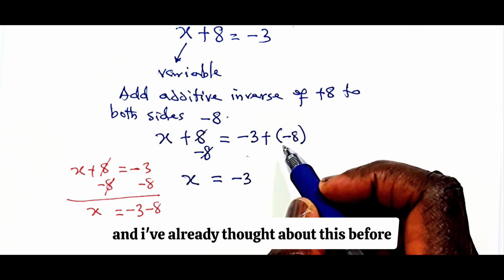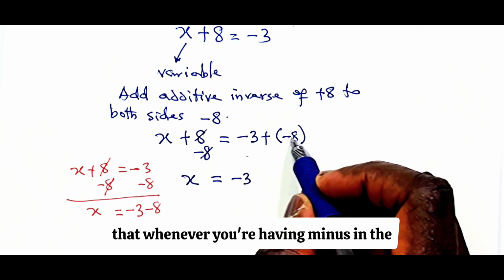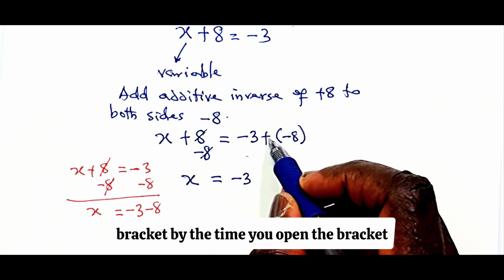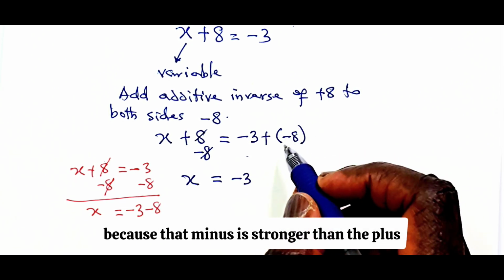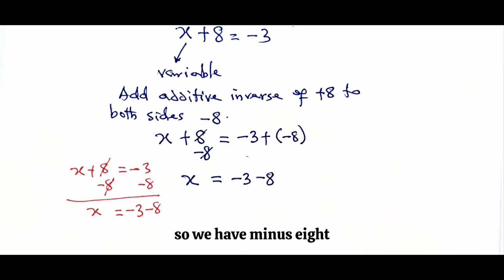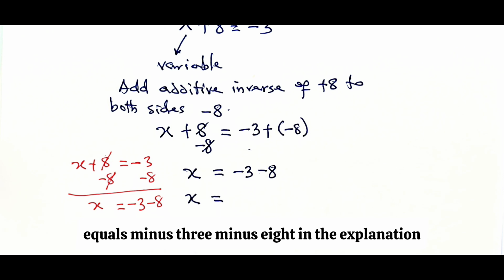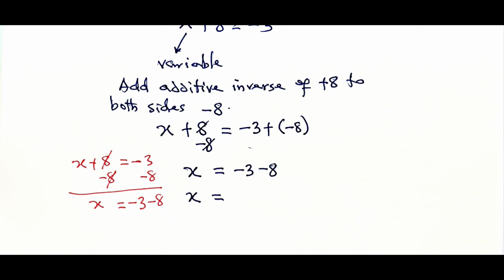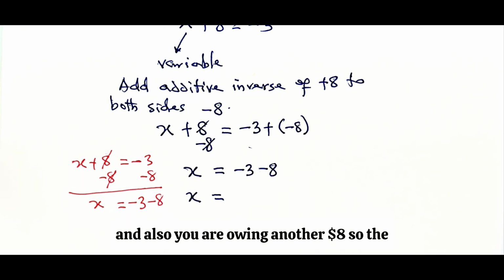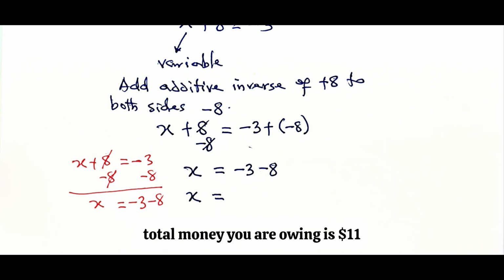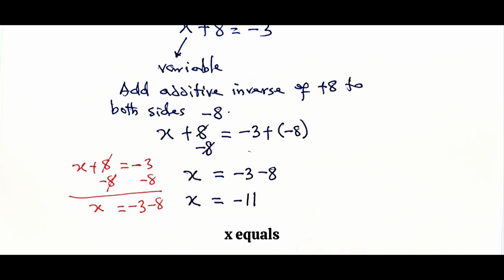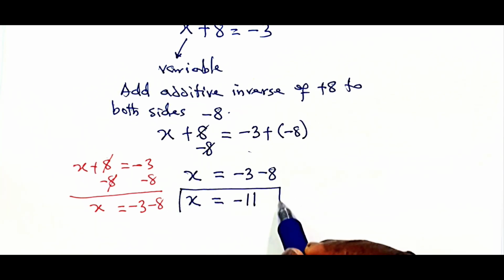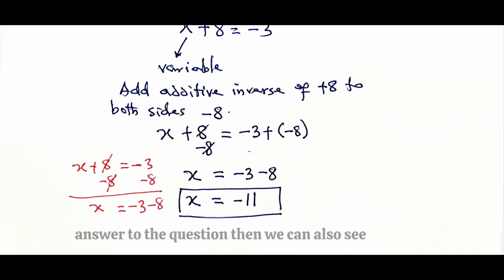And I've already thought about this before, that whenever you're having minus in the bracket, by the time you open the bracket, it becomes minus, because that minus is stronger than the plus. So we have minus 8. So here our x equals minus 3 minus 8. In the explanation, you are owing $3 and also you are owing another $8. So the total money you are owing is $11. So you have x equals minus 11, and that is the answer to the question.